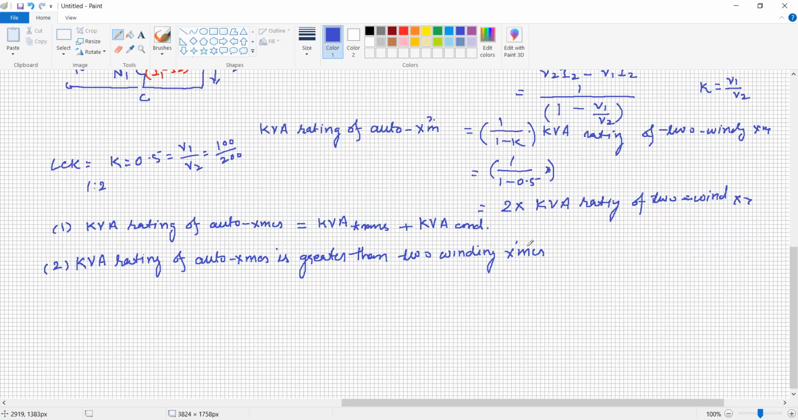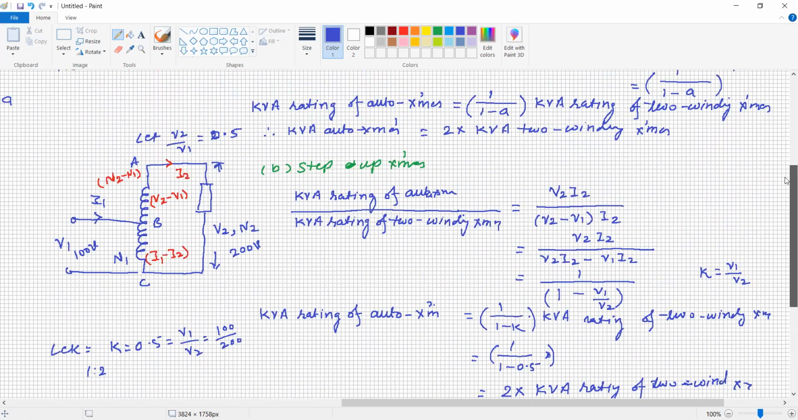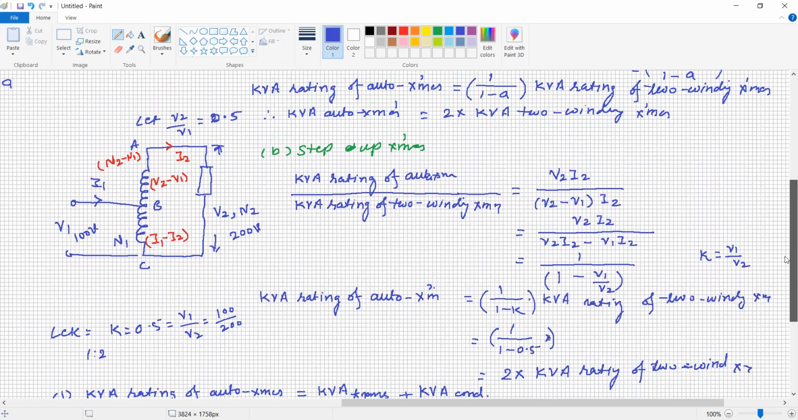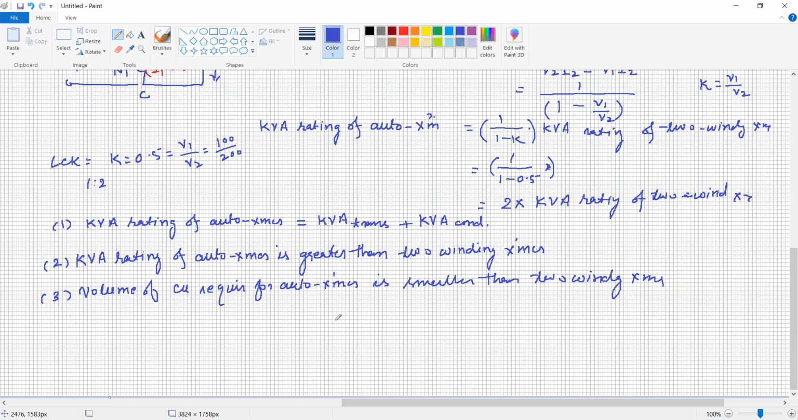Now, the third important point is that the volume of copper required for the auto transformer is smaller than for the two winding transformer. It is quite simple to see by this observation, because there is only one winding, and part of this winding is common. Suppose it is a step up or a step down transformer, like a step down transformer. Suppose we are taking a step down transformer.